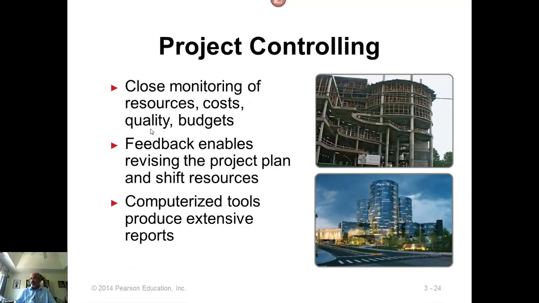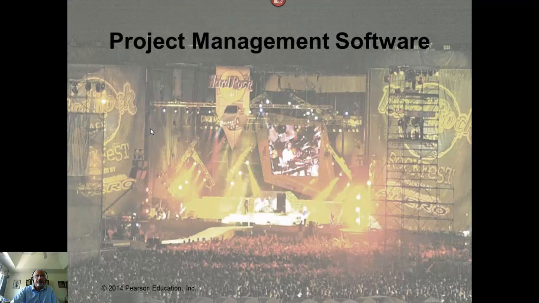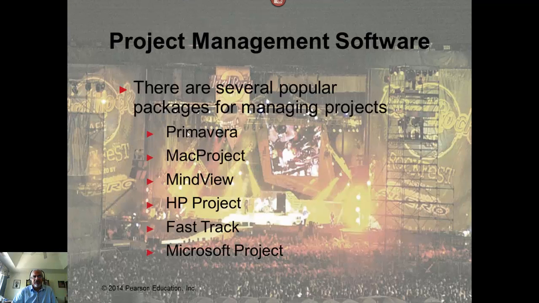Project controlling is the third management aspect: planning, scheduling, and controlling. It is closely monitoring the resources needed and the resources used, and the cost, quality and budget, and whether the project is on time, ahead of time, within budget, over budget or under budget, and giving the necessary feedback to make sure that any corrective action is taken at an appropriate time. And whatever computerized tools are needed to produce extensive reports, like project management tools such as Microsoft Project, are used for the purpose of project control. There are many different software packages available. Here are some of them. Microsoft Project is quite popular.